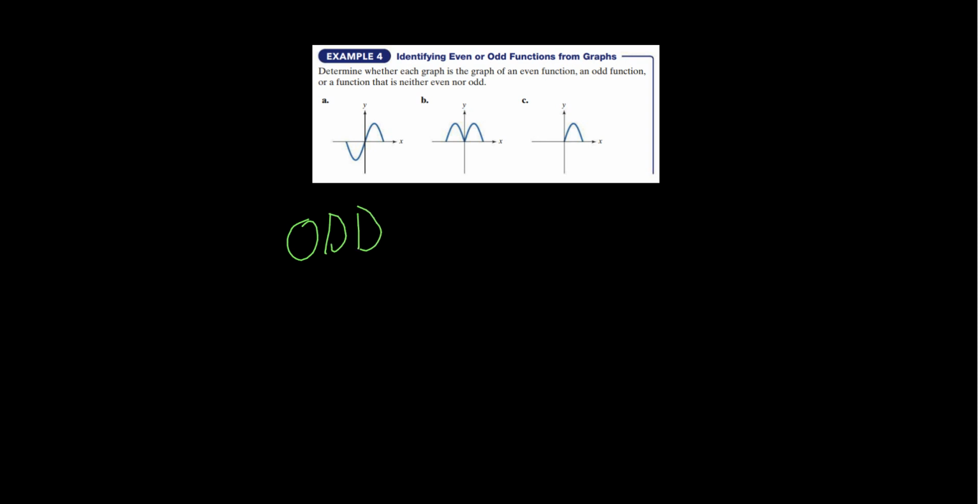Well, B. I think it is very obvious that it is symmetric about the y-axis, right? So if it's symmetric about the y-axis, we call that an even function. And then lastly, we see that this graph is not symmetric about the y-axis and it's certainly not symmetric about the origin. So therefore, we would say that this is neither.